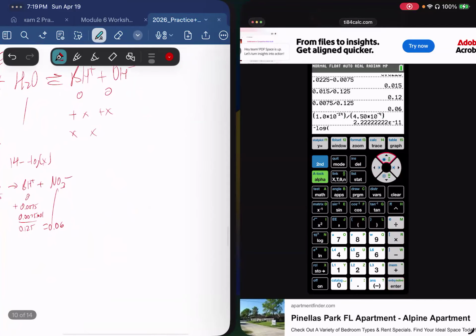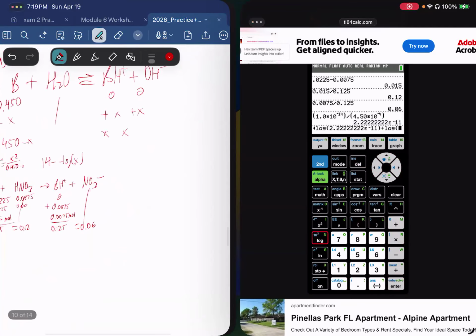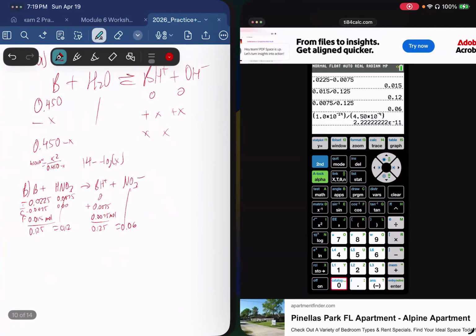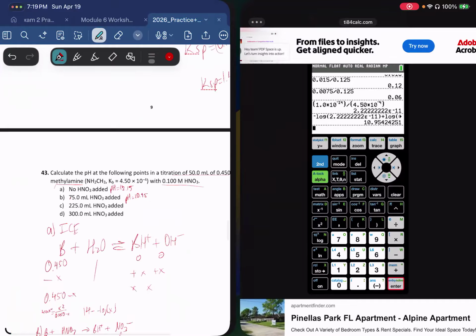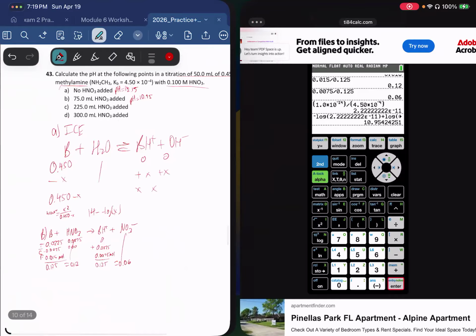So negative log of Ka plus log of base, which is 0.112 divided by 0.06. And I got this value. So that's the pH. pH is equal to 10.95. Okay, next up is C.